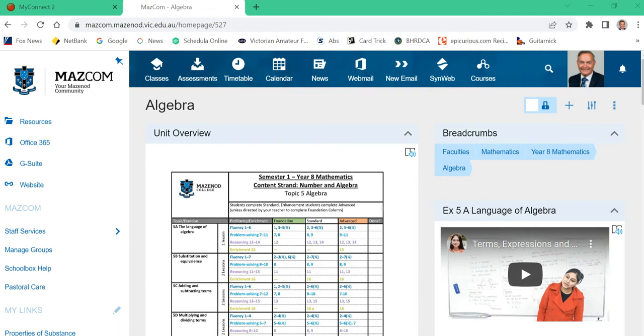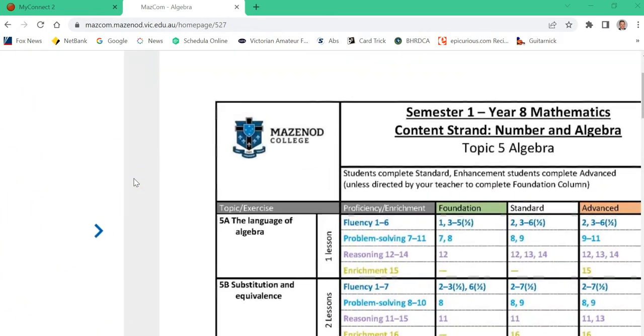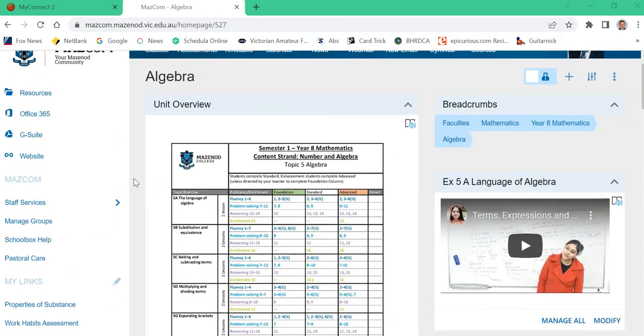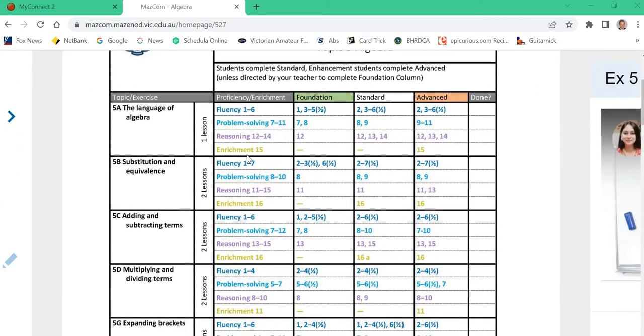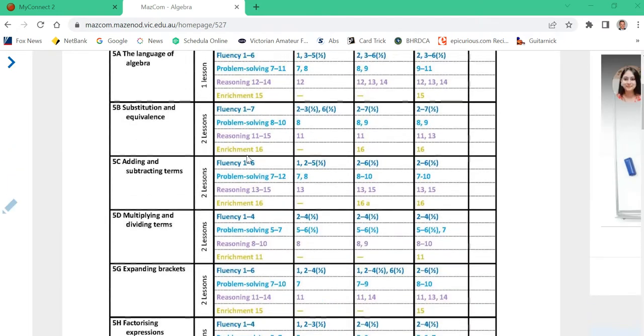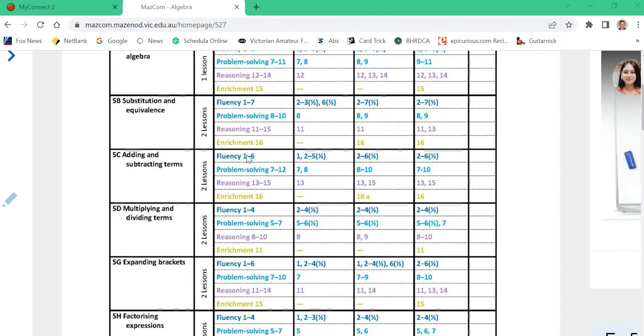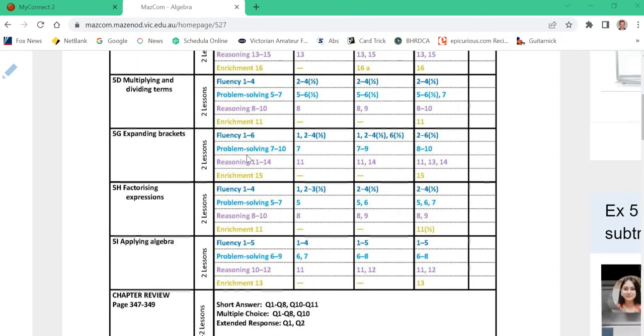Now, this morning's lesson, what we need to be doing is revising algebra. We go to the class page and then the unit page. The unit page, of course, is algebra, so we go there. And we see where we're up to in the work outline. The work outline's 5A through to 5D. We're not doing E and F. Then we're doing 5G and 5H.